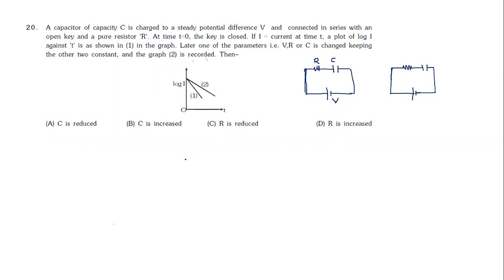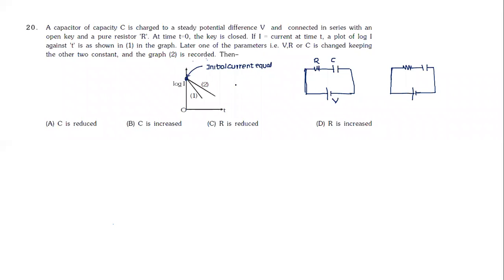In the graph, in both cases, they're starting from a constant point, which is log I. Yes, perfect. So what we notice here is that in both cases there is a common point. What does this indicate? They start from a common point in what? Initial currents are equal.